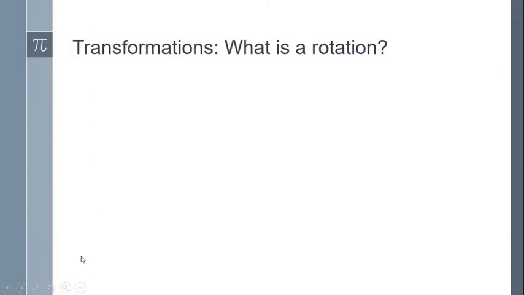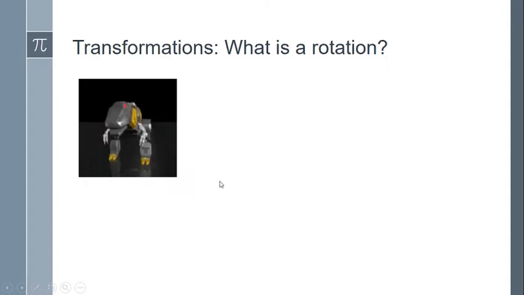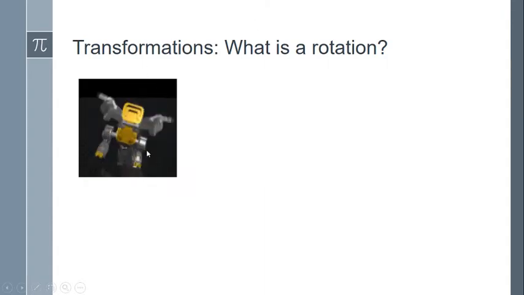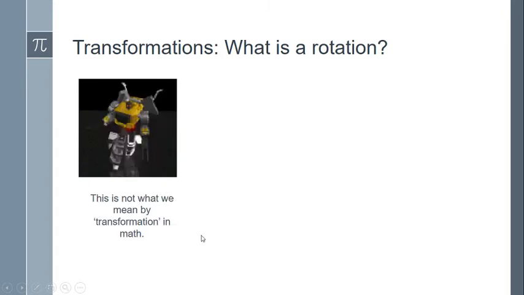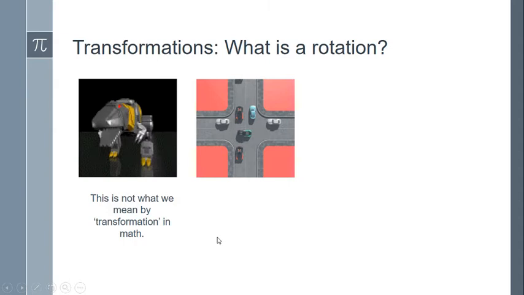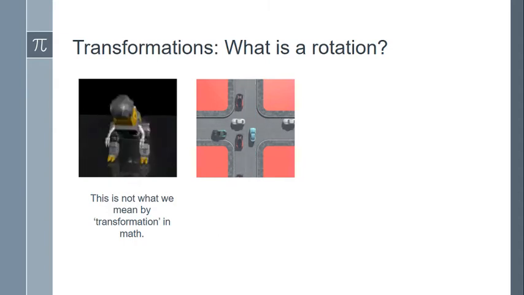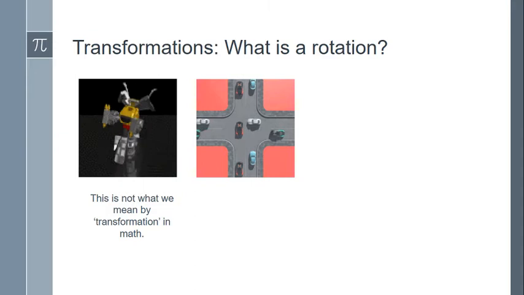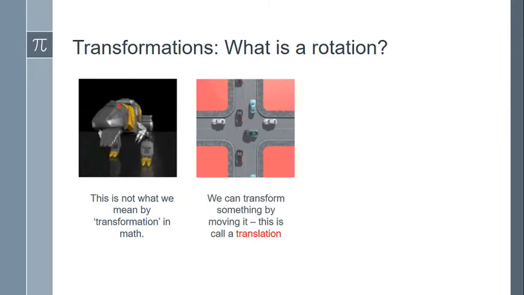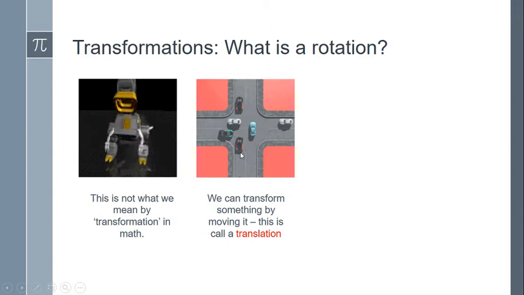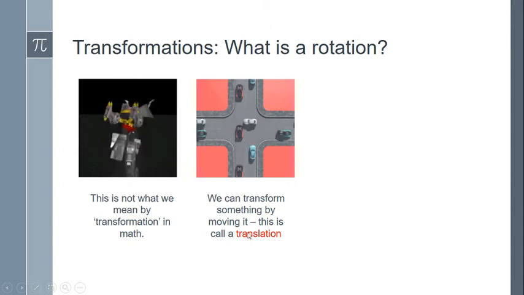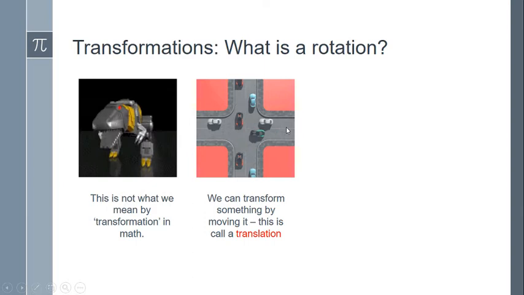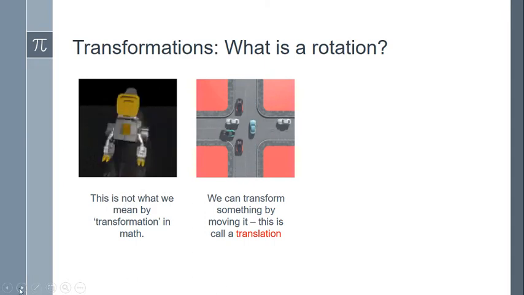So first let's start by talking about what is a transformation and specifically what is a rotation. When we think of transformations, many of you probably think of this. All right, but this is not what we mean by a transformation in math, although it certainly is a neat transformation. Okay, so now let's take a look at these cars going up and down and left and right on this intersection. In math, this type of transformation is called a translation. When we move something up or down or left and right, it's a translation, but we don't change its orientation. We don't spin it or change its size in any way.